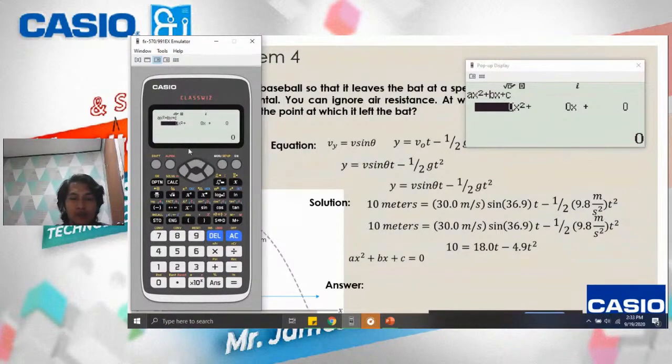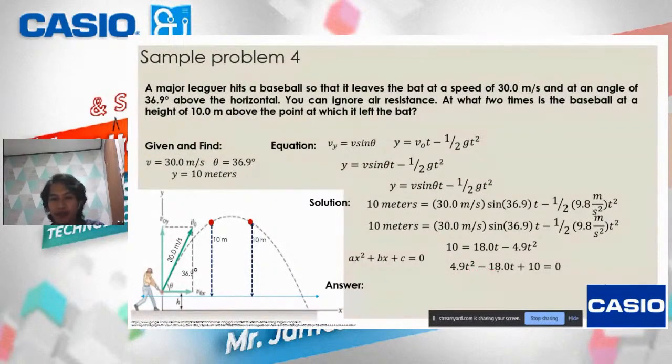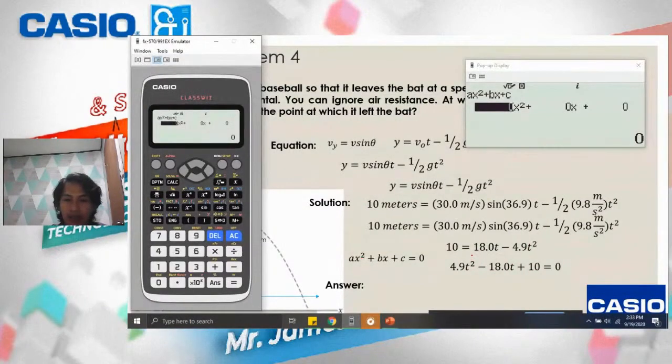So, we just need to change this setup na magmumukha siyang ganito. So, 4.9t squared minus 18.0t plus 10. Ito yung ating ax squared, technically. Ito yung ating bx, ito yung ating c. So, ililipat lang natin siya dito. So, ano yung coefficient ng ating ax squared or ating 4.9t squared, which is 4.9. Equal. So, next naman tayo.